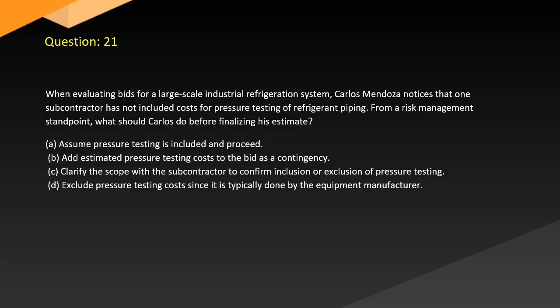Question 21. When evaluating bids for a large-scale industrial refrigeration system, Carlos Mendoza notices that one subcontractor has not included costs for pressure testing of refrigerant piping. From a risk management standpoint, what should Carlos do before finalizing his estimate? A. Assume pressure testing is included and proceed. B. Add estimated pressure testing costs to the bidder's contingency. C. Clarify the scope with the subcontractor to confirm inclusion or exclusion of pressure testing. D. Exclude pressure testing costs since it is typically done by the equipment manufacturer.